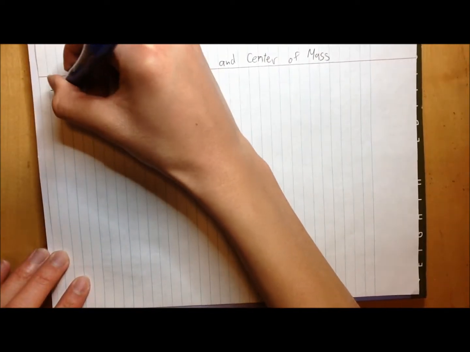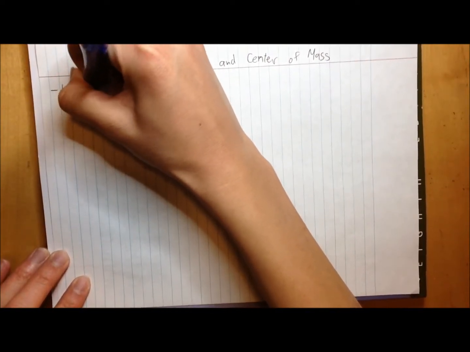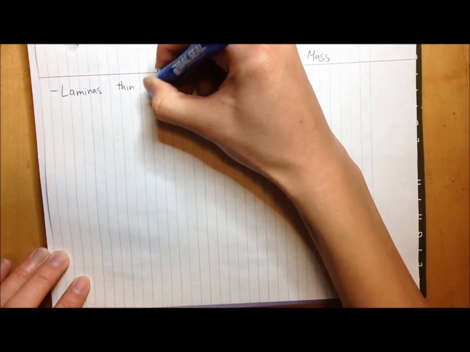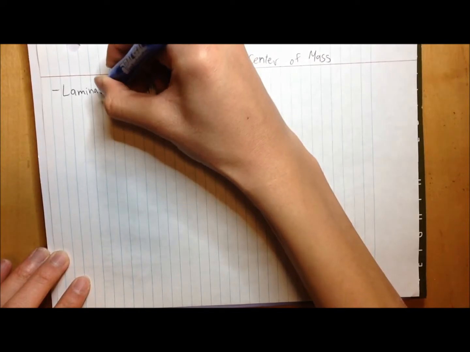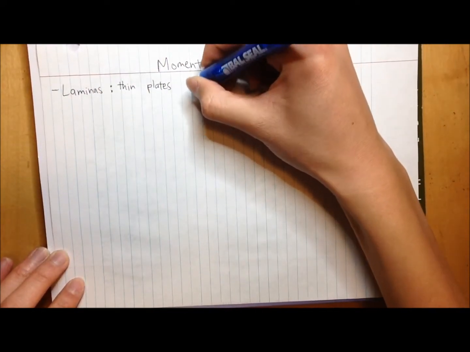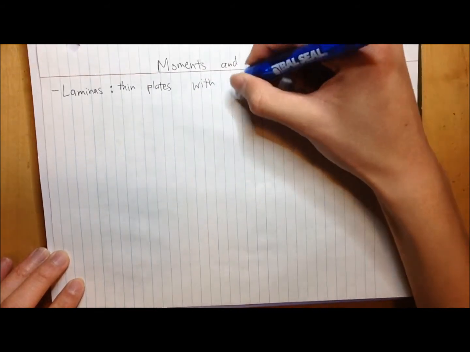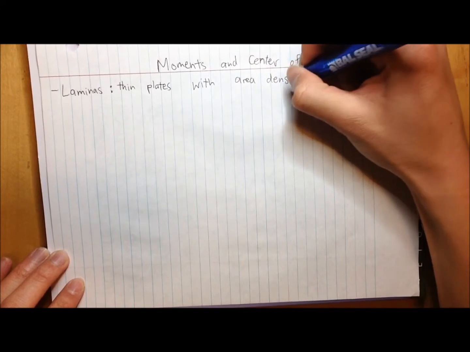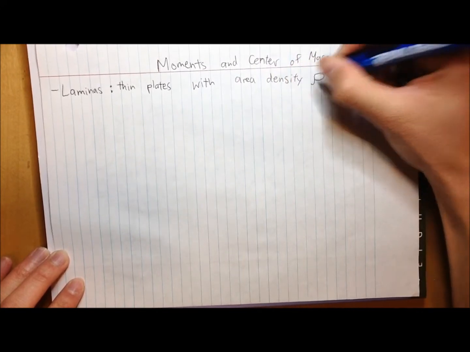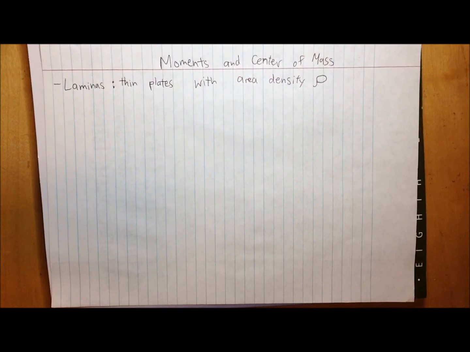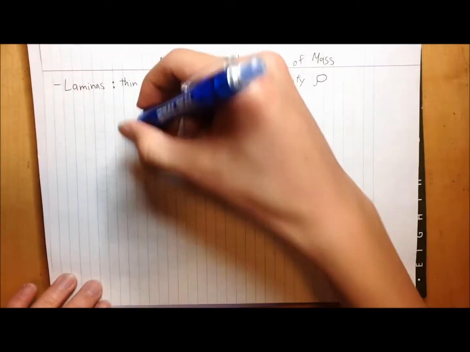So we're only going to be talking about laminas, which are thin plates, so they don't have any volume. And they have an area density. This area density is called rho. And basically, rho is mass over area.